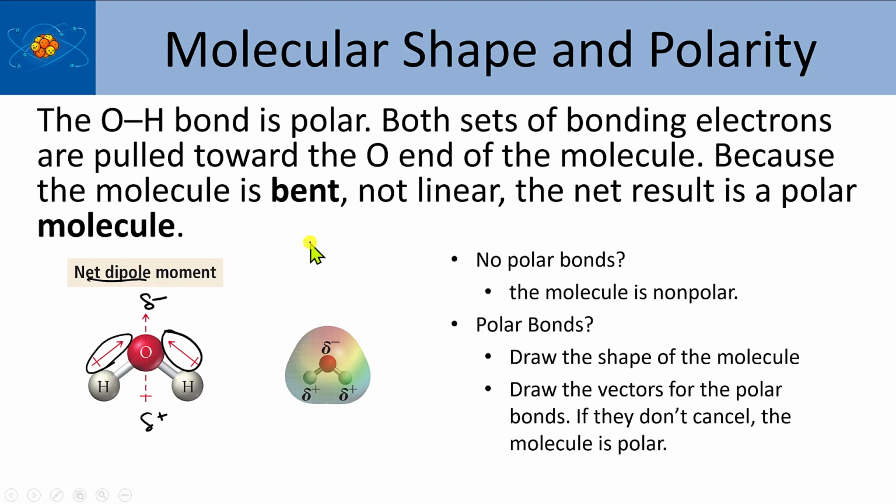So, a couple of quick rules for assigning polarity to molecules. One is if there are no polar bonds, the molecule is nonpolar. So you draw the Lewis structure. You look at the electronegativities of the atoms or determine that they're very close together on the periodic table, right? And we can assume that those bonds are nonpolar. Now, if it does have polar bonds, then what you have to do, it says draw the shape of the molecule, but you have to be able to see the shape of the molecule in 3 dimensions. And it says draw the vectors for the polar bonds, and if they don't cancel, the molecule is polar.